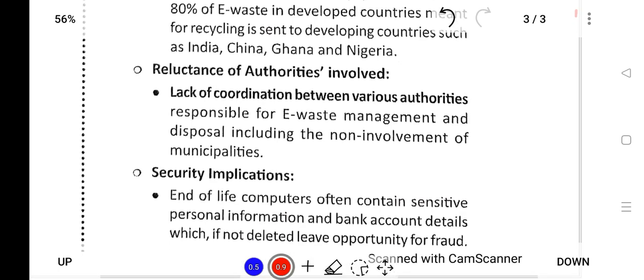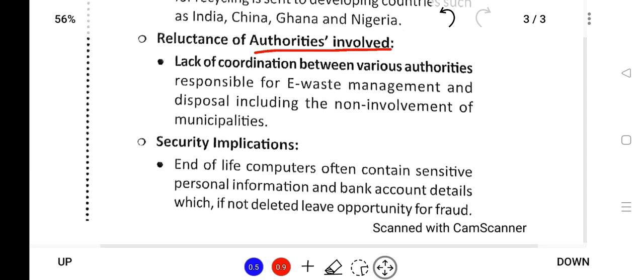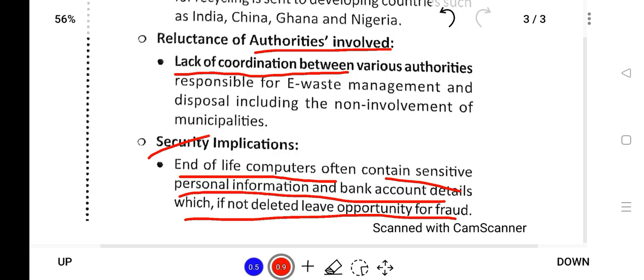Next, the reluctance of the authorities involved. Authorities are not responsible enough, and they do not have the coordination and the proper training to maintain and to dispose of this e-waste. And next is security implication. These computers that are disposed of contain sensitive information which can be leaked to people if proper care is not given. So this has a harmful effect on people's privacy as well.